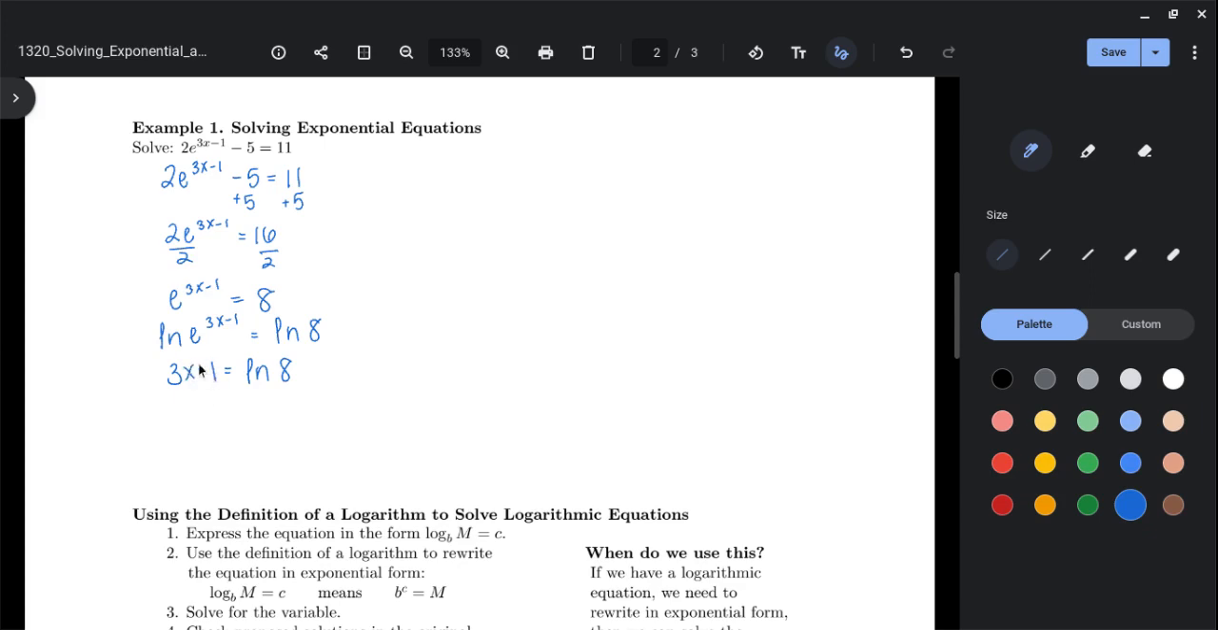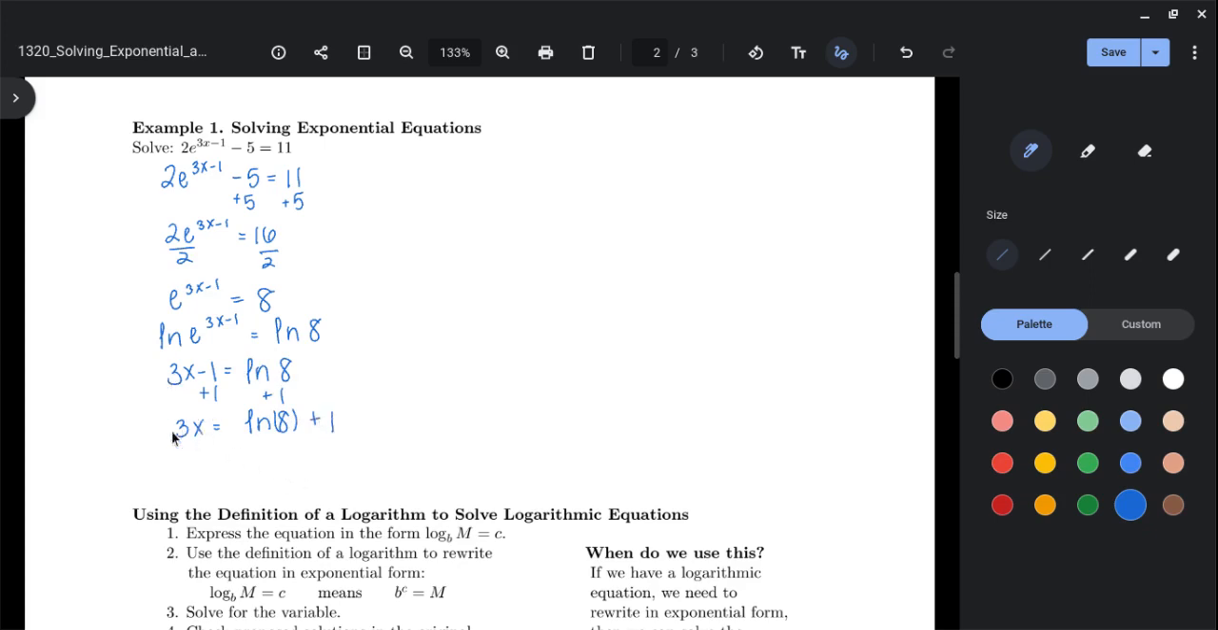So now, in order to get x by itself, I first need to get rid of this minus 1 by adding 1 to both sides. One thing to be careful of here is that I'm not adding 1 to the 8 because I'm not taking the natural log of this 1. I'm only taking the natural log of this 8. So this plus 1 is on the outside.